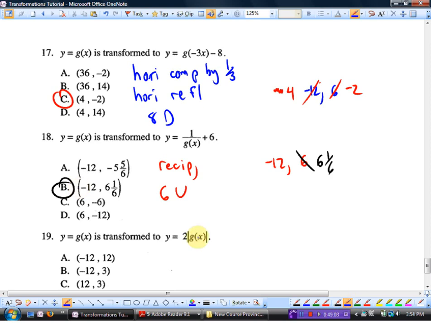What about this one? Well, what's that 2, vertical or horizontal? Vertical expansion. And absolute value. Now, look carefully. Do they want me to do absolute value first and then expansion, or do they want me to do vertical expansion then absolute value? Which one do they want me to do first? And I'll compare it with this. That's the other way to write this.